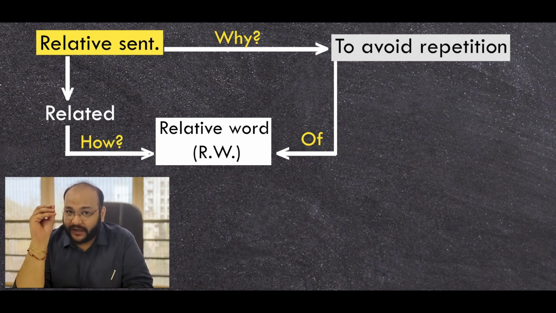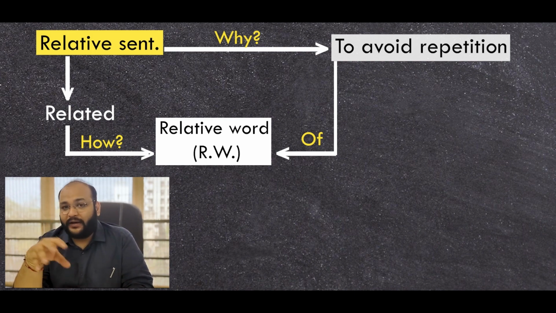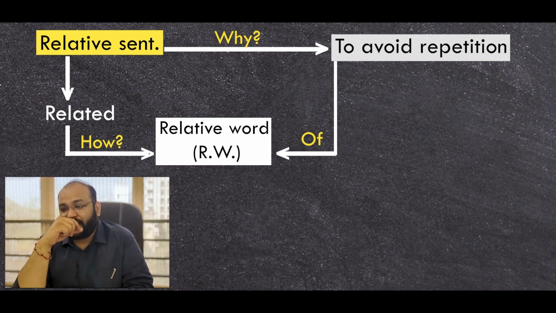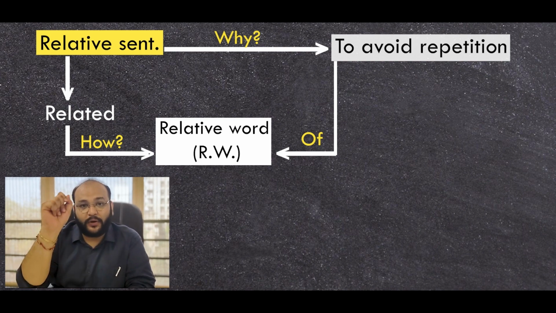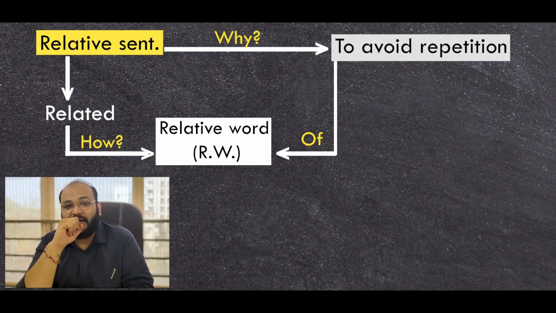Fine, I understand what it is and why I need it. But now the question is, how do I make a relative sentence? I understand the purpose of the relative sentence is to avoid the repetition of the relative word. Great, I understand it. But how do I avoid this repetition?